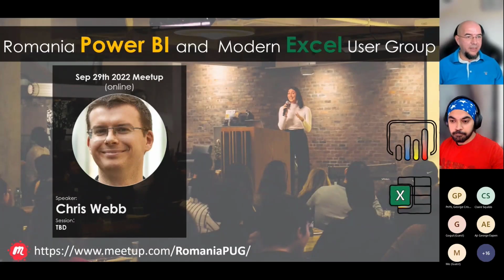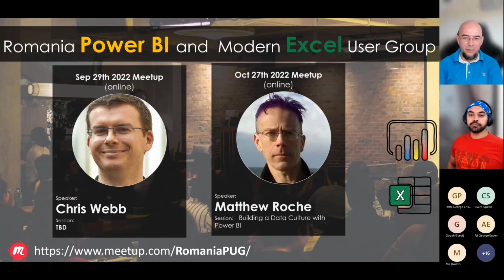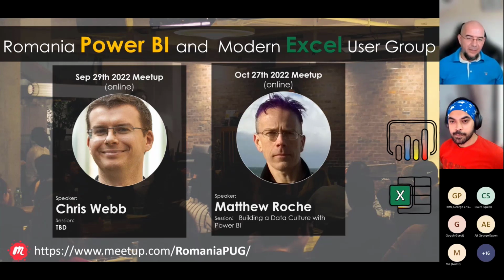In September, on the 29th of September, we have Chris Webb. We haven't defined yet the details of the session, but he's accepted our invitation, and he'll be joining our meetup group. And then in October, on the 27th of October, we'll have Matthew Roach with a session on data culture. I'm really looking forward to both of them because both Chris and Matthew are part of the Power BI customer advisory team, and they are gurus in the field.